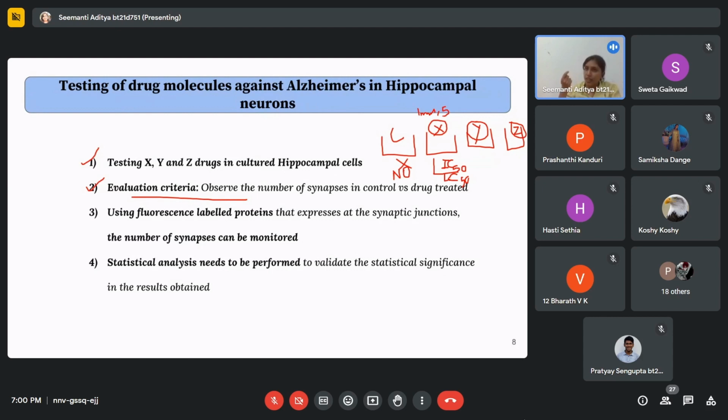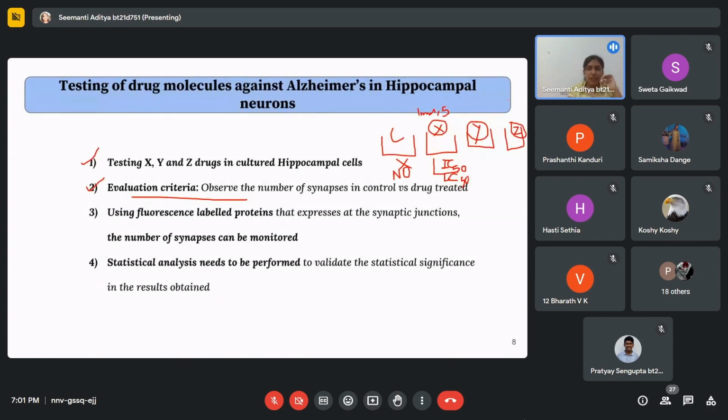Also, we have to standardize at what time we need to incubate, because different drugs require different times for their mechanism of action. Once all those things are standardized, only then do we compare with the control and check which drug is behaving the best. So before that, we already have to standardize which concentration we need to use and what time duration we need to incubate the cells for.